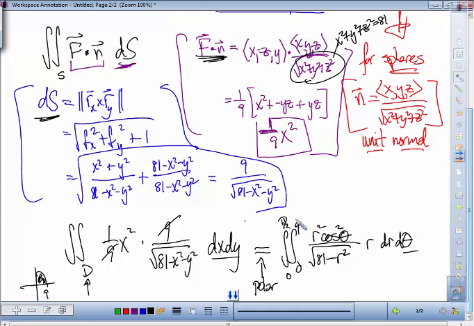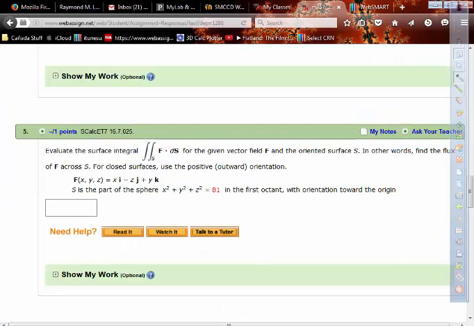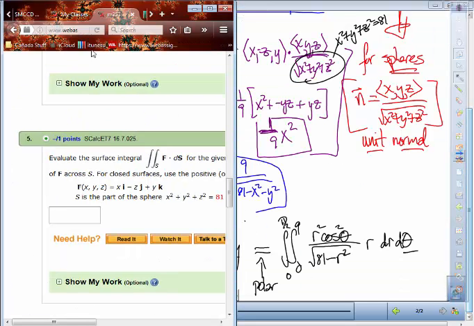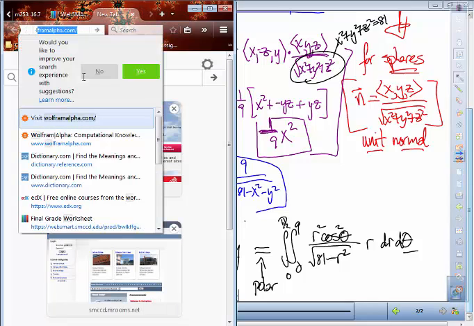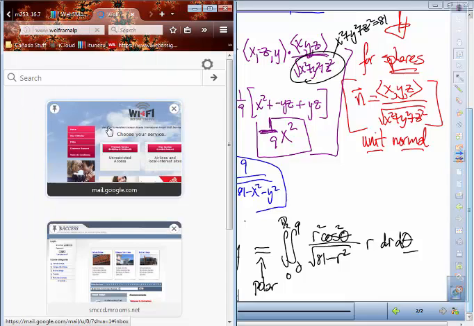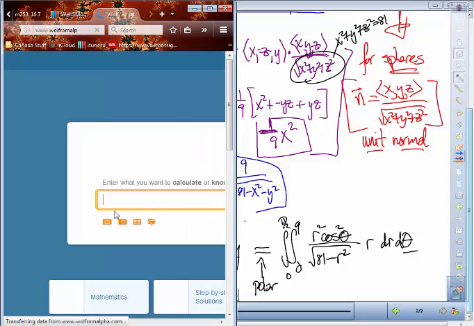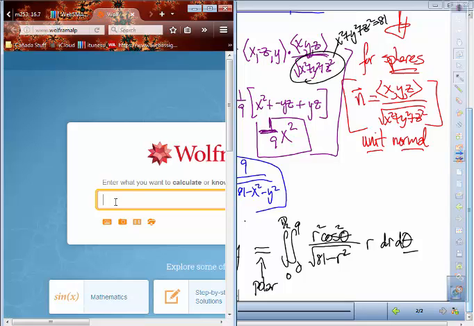Okay? And that should be a fairly easy integral to compute with some substitution work, or maybe trig substitution, or maybe Wolfram Alpha. Yeah, that's a good one. So you have to be careful not to call on Wolfram Alpha so much, though, because you don't get to use it on the test.